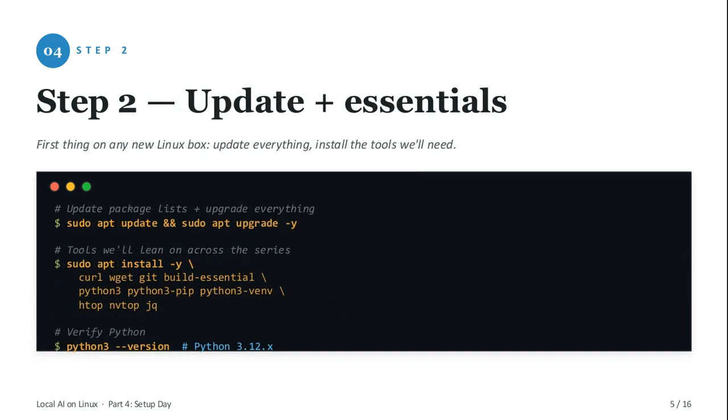Now that you've got a prompt, the ritual is the same on all 3 paths. Refresh the package index and upgrade what's already installed. Then pull in the tools we'll lean on for the next 20 episodes: curl and wget for fetching things, git for cloning repos, build-essential for anything we need to compile, the Python 3 trio, and 3 little quality-of-life utilities, htop, nvtop, and jq. Finish with python3 --version on 24.04. You should see 3.12 something, and that's your green light.